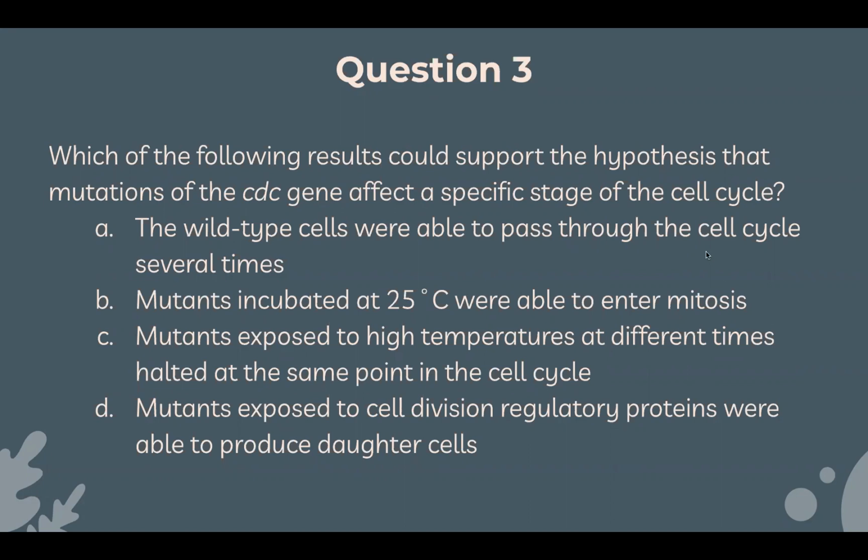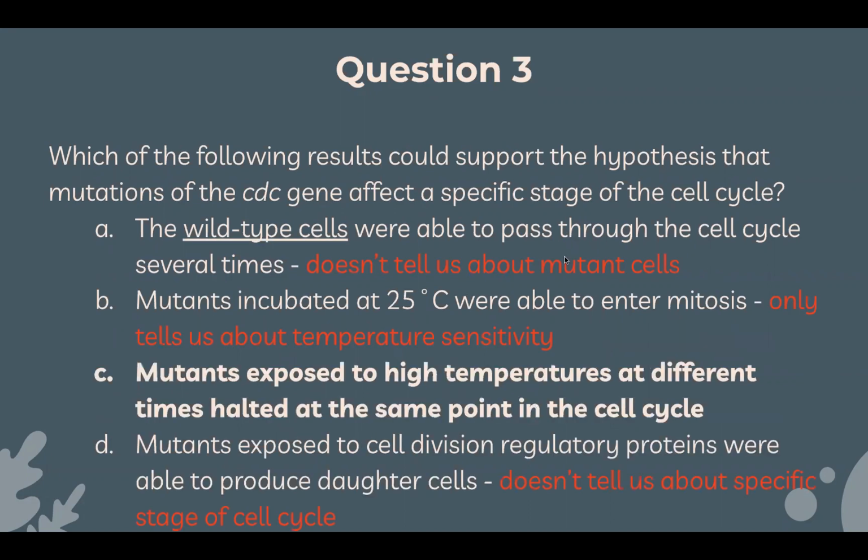Okay, so for this question, choice A was incorrect because the behavior of the wild type cells, which I underlined, doesn't tell us anything about the block in the cell cycle in the mutants. So the question is asking us about the mutants specifically. Choice B is wrong because it's telling us that at a certain temperature, the mutants are able to enter mitosis, but it doesn't necessarily tell us anything about the specific stage in which the cell cycle is blocked.